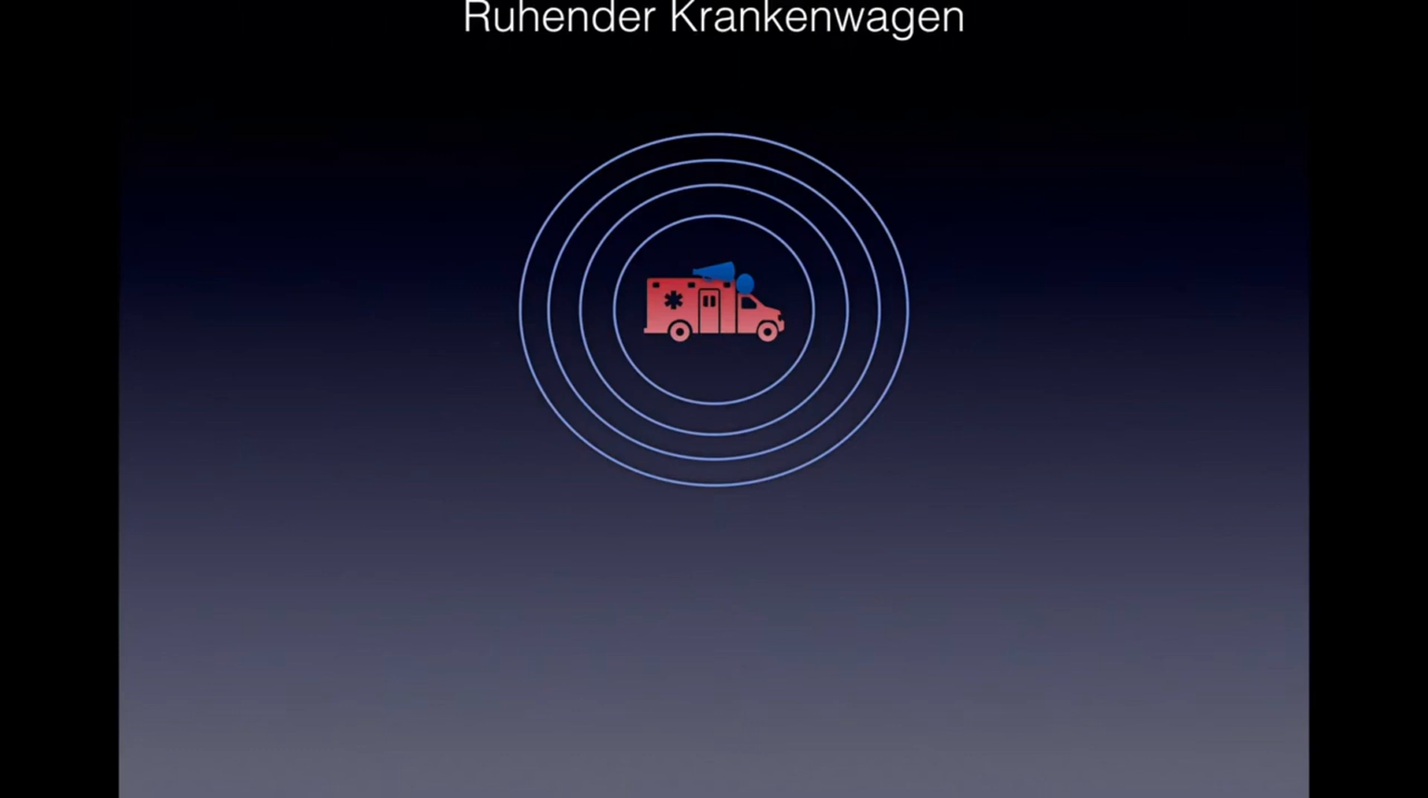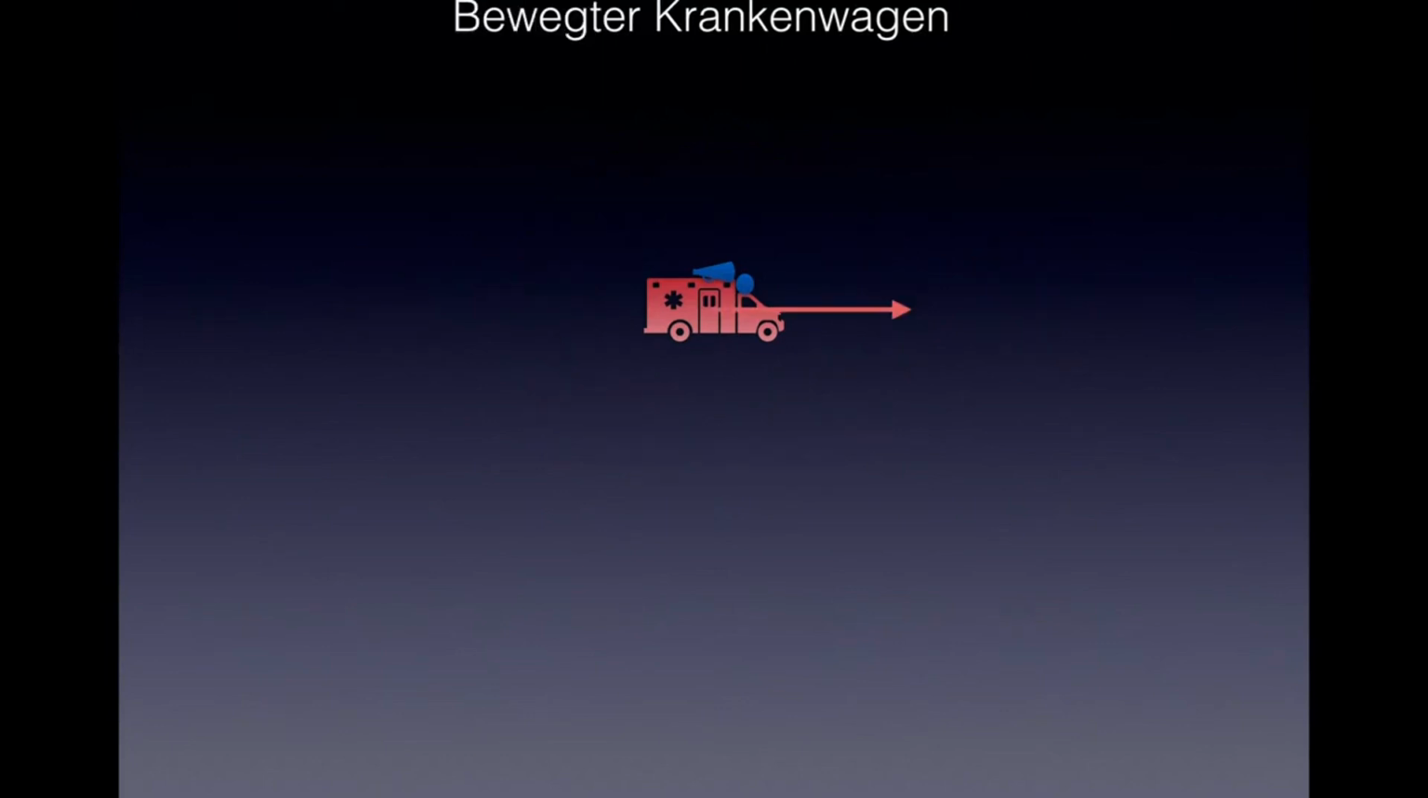The Doppler effect can be easily explained with a stationary or moving ambulance, because we have all experienced this. If the ambulance is stationary with its siren on, the sound waves spread out evenly in all directions. The wavelength of the sound waves is the same in all directions. This means that if I hear this stationary ambulance from the right, it sounds the same as if I hear it from the left. It is different, as already indicated, with a moving ambulance.